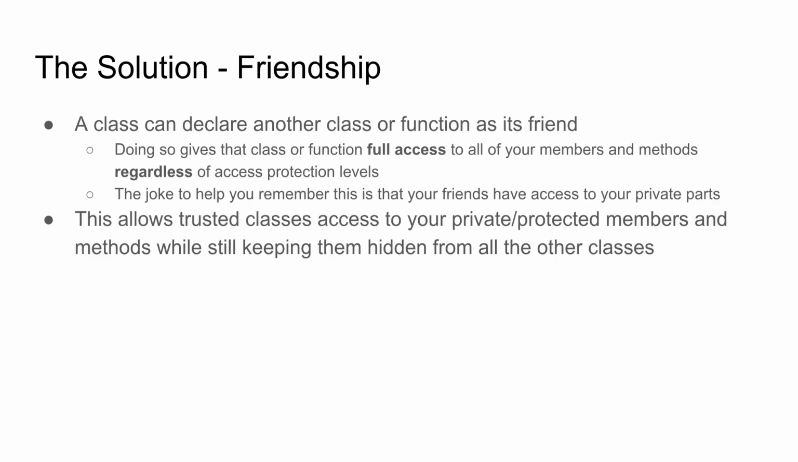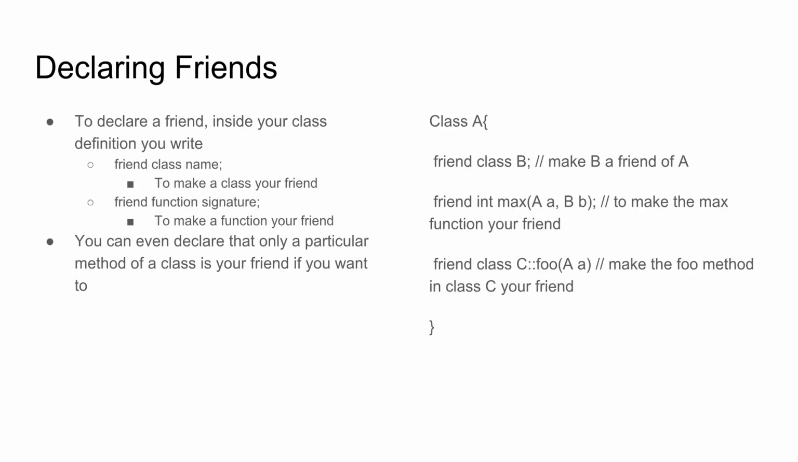So again, if somebody's your friend, they have full access to all of your stuff. You can remember the joke that we made earlier that friends have access to all of your private parts. This is going to allow trusted classes to have full access to you and do whatever they want. So if you want to declare somebody as being your friend, inside your class definition, you write friend, name of the class you want to be your friend. Or if you have some function that you want to be your friend, friend, signature of that function. That function is now your friend, has full access.